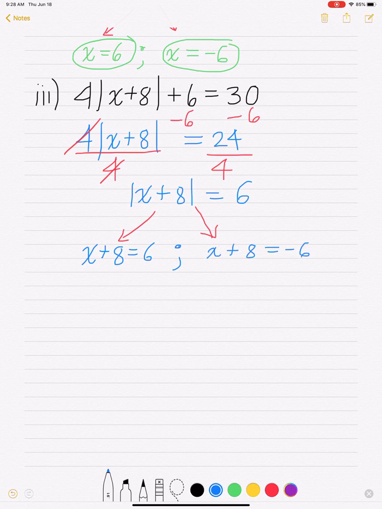In the first one, we subtract 8 from both sides, and you get x by itself equals 6 minus 8, which is negative 2. In the second one, we subtract 8 from both sides of the equation. We have x by itself equals negative 6 minus 8, which gives you negative 14.